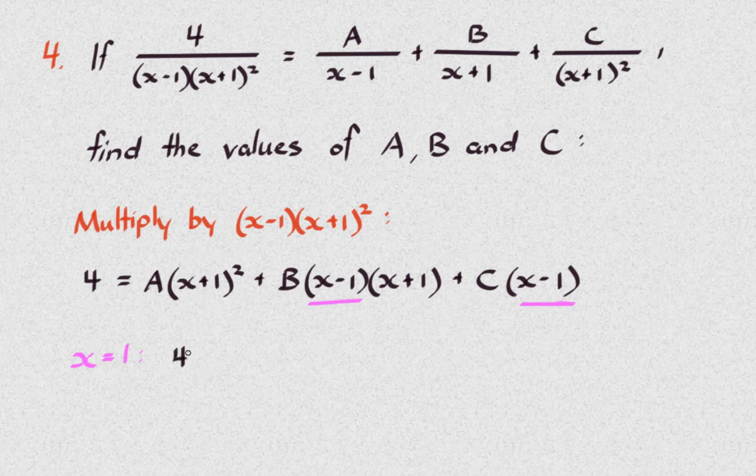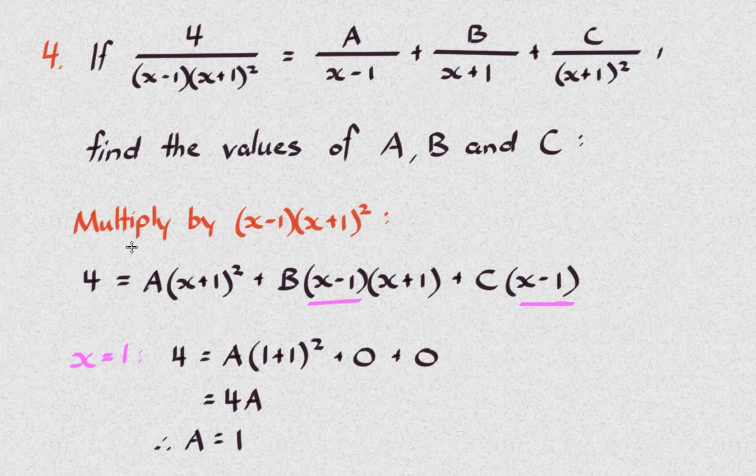So we have 4 on the left hand side equal to a outside of 1 plus 1 all squared, and then this second term goes to 0 and the third term goes to 0. That's why we chose x equals 1. And so when we have 1 plus 1 we get 2, and squaring that gives 4. And so if 4a is equal to 4, a must be equal to 1. So we've figured out a. Okay, let's try and work out our next constant value.